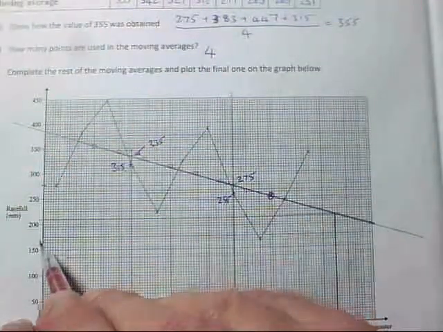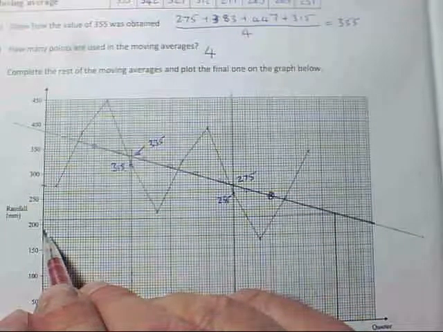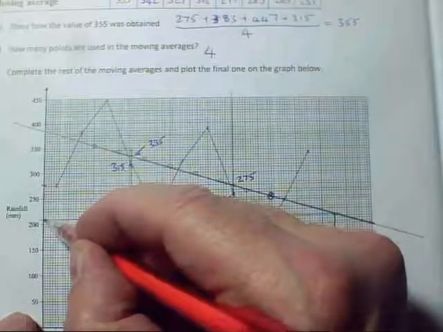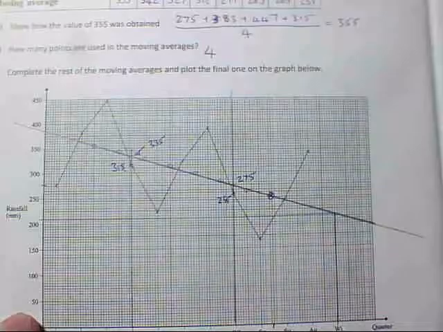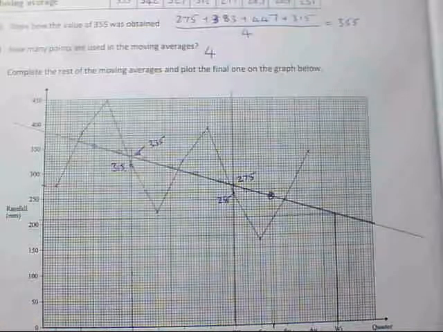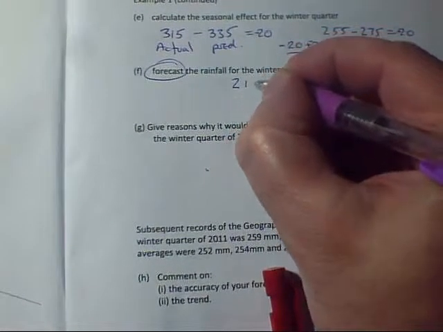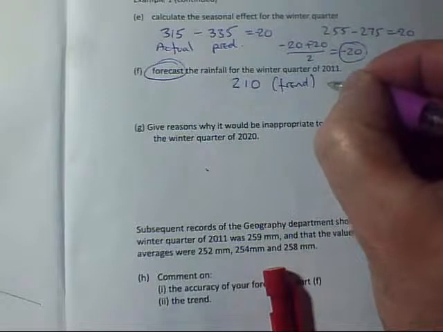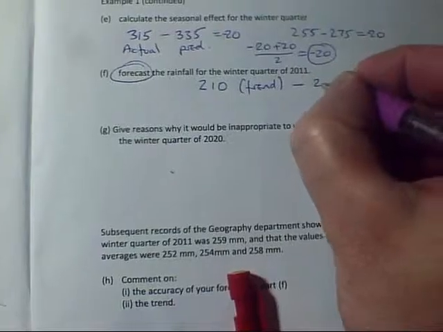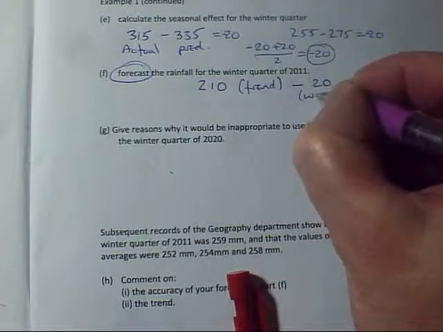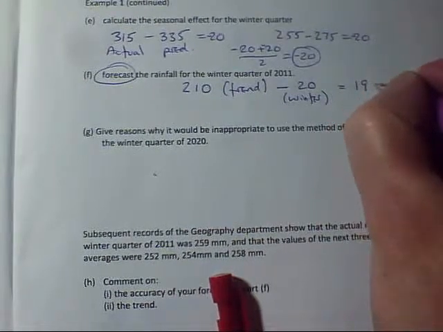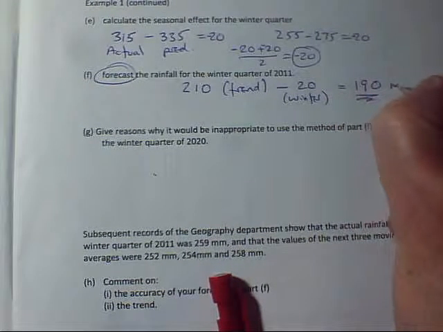And that seems to be, I've done that right, that seems to be 210. Okay, so 210 is the trend prediction. All right, but I need to then minus 20 for the winter effect. Okay, which gives me a prediction, a forecast of 190 millimeters.